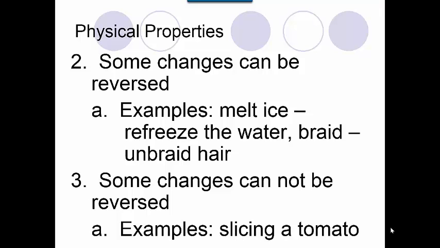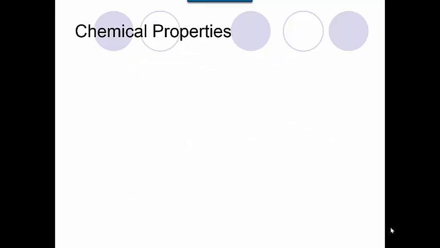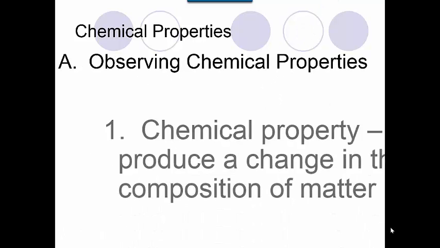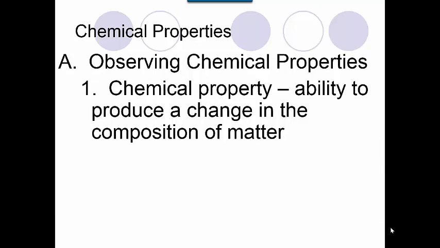In the last video, we looked at physical properties, and in this video, the last video for the unit, we are going to be looking at chemical properties and chemical changes. So chemical properties are a little bit harder to observe. Really, a chemical property is just the ability to produce a change. So the actual item is not changing.